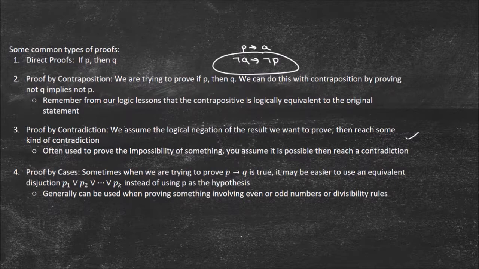So sometimes when we're trying to prove directly P implies Q, it can be easier to use a disjunction where I can prove, well, P1 or P2 or all the way to PK instead of using P. And this is common when you have, like, if n is an integer, then this happens. Well, there's two cases where n is an integer. It can be an even integer or an odd integer, right?